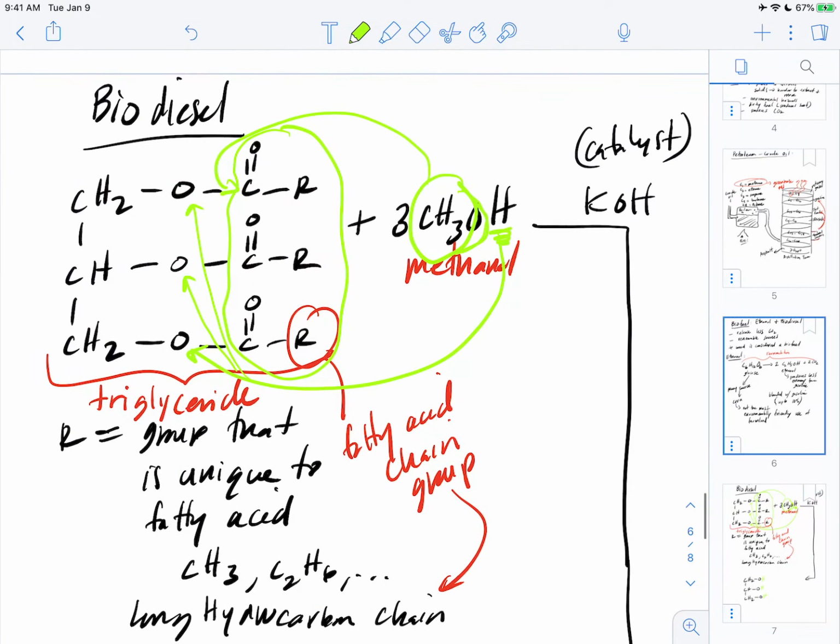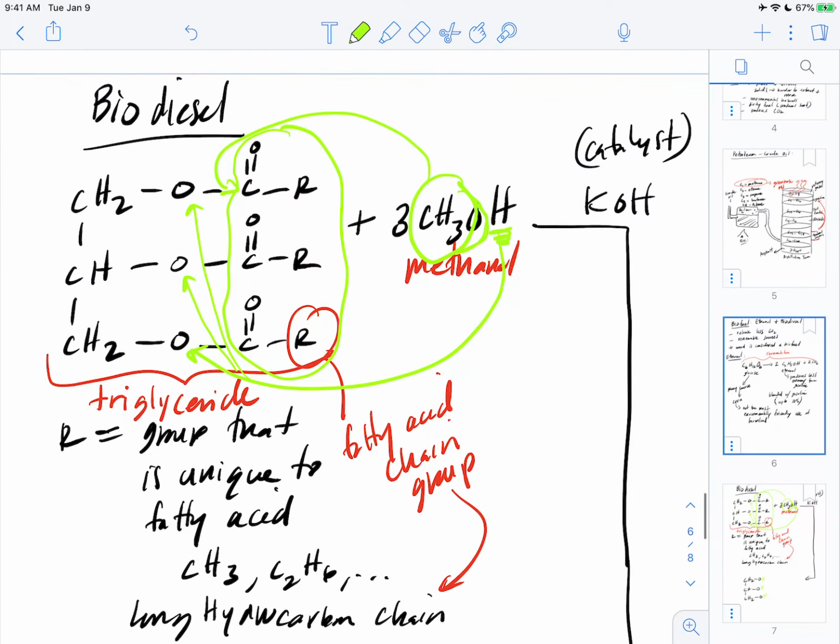And so this right here is glycerol. Not super useful, it doesn't have a high energy content, glycerol. And this right here, there's two names for it. One is called a fatty ester. Ester is just a type of compound that has an oxygen linking two carbons. Don't worry about that. Or biodiesel. Biodiesel is another word for this. So our biodiesel, what we really care about is right here.